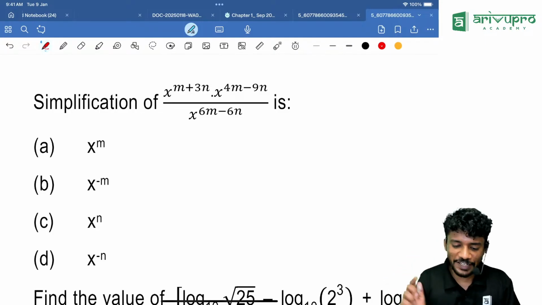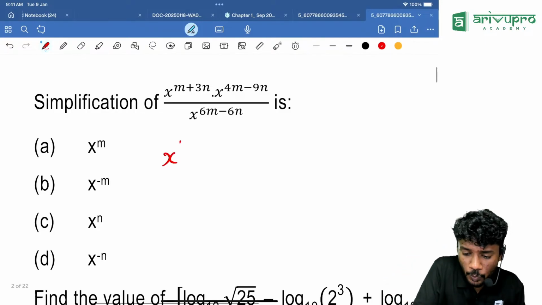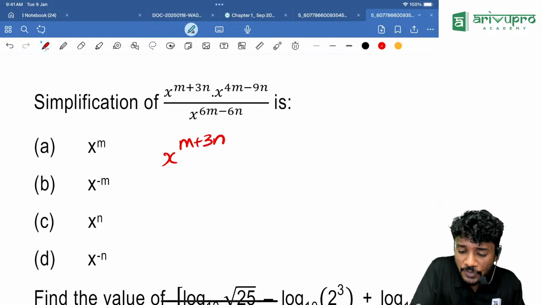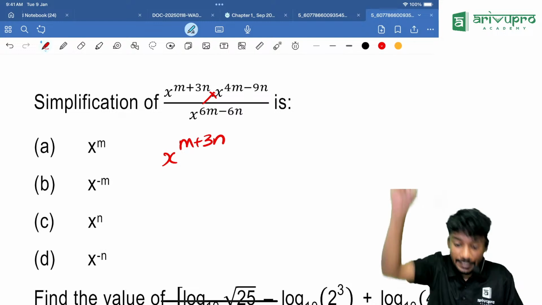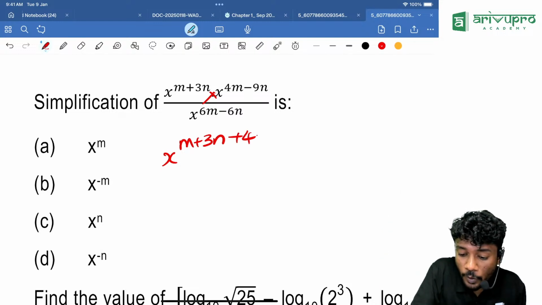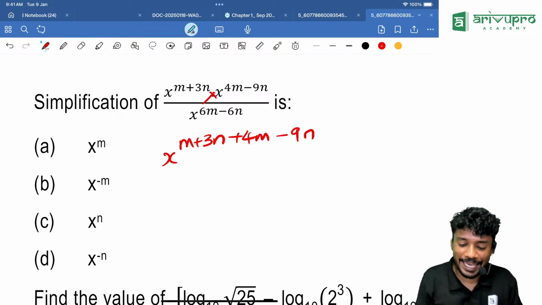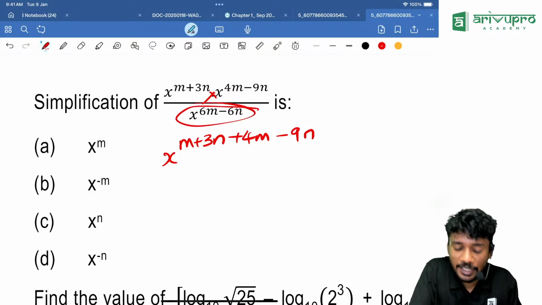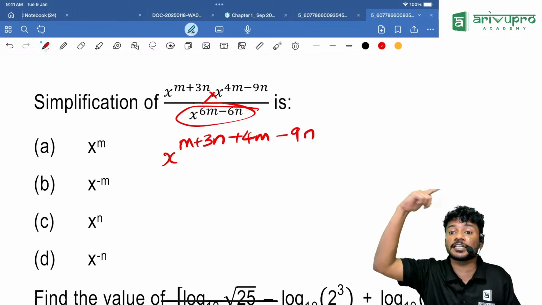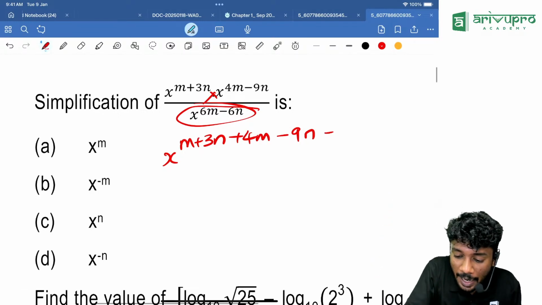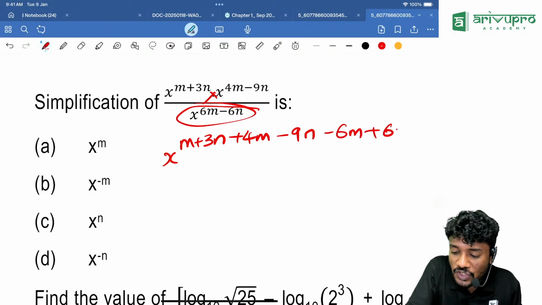Basic property of indices. So, x raised to m plus 3n. So, it is product, right? Product means power will get added. That means plus 4m minus 9n. Then this is division, or quotient, right? In the denominator, that will go to the numerator. It will become minus. That means minus 6m plus 6n.